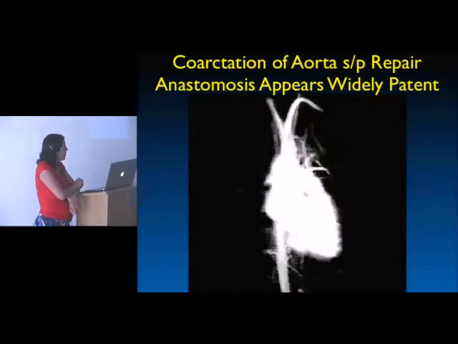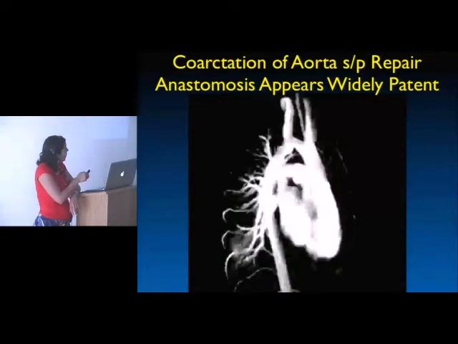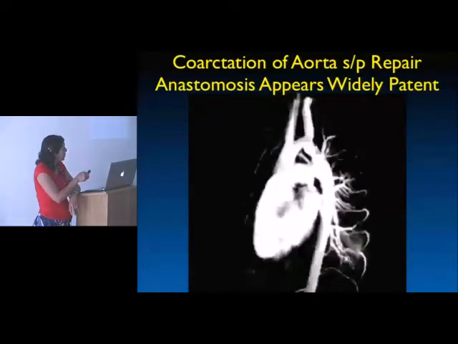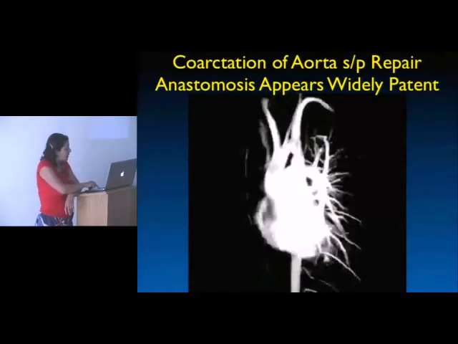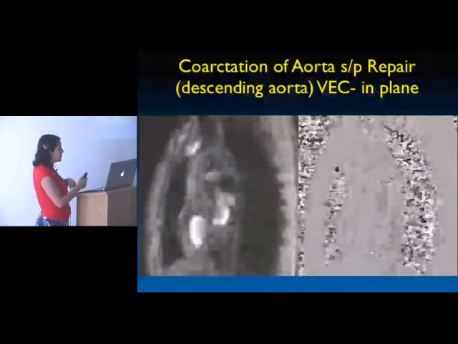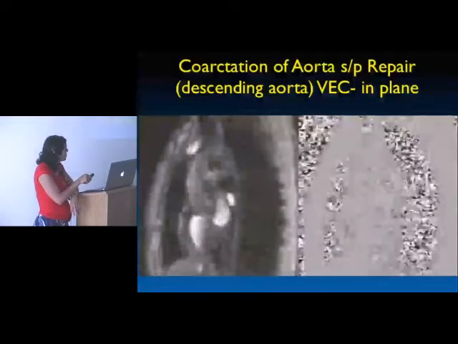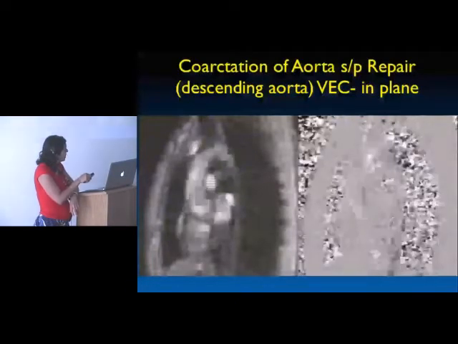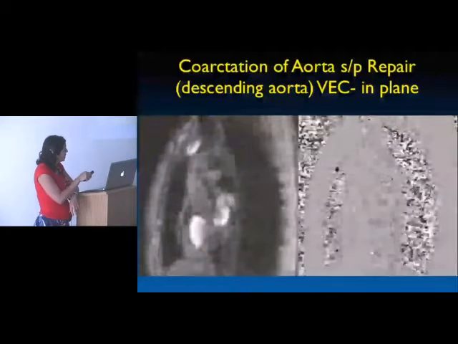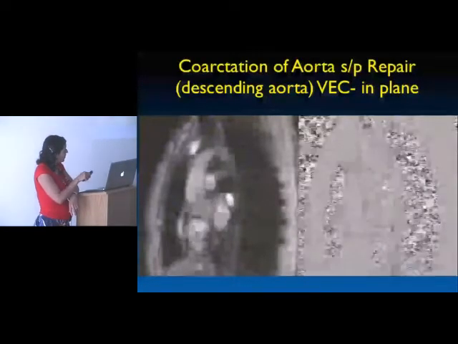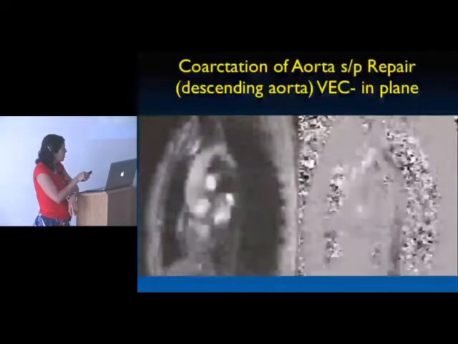Here's what appears to be, by MRA, a widely patent anastomosis. Looks pretty good. The lumen size is not so bad. But then when we did the velocity-encoded image, we actually saw that there was a very specific spot right over here that had closed off and caused the anastomosis to not be as patent as it looks. And there's quite a bit of increased velocity across that region right there.